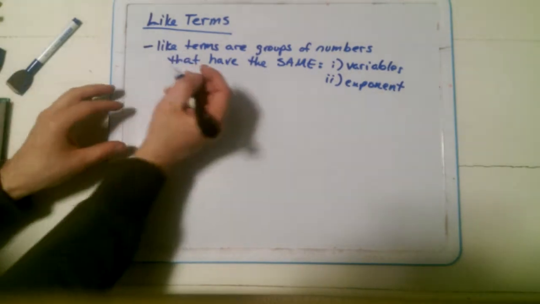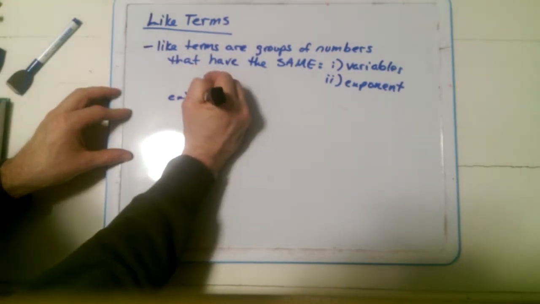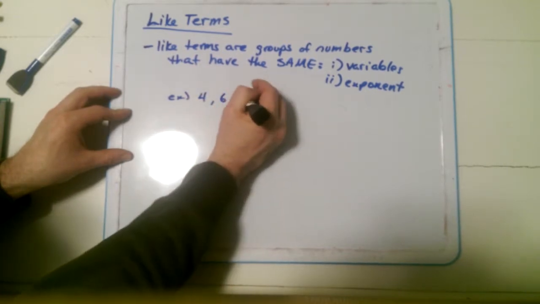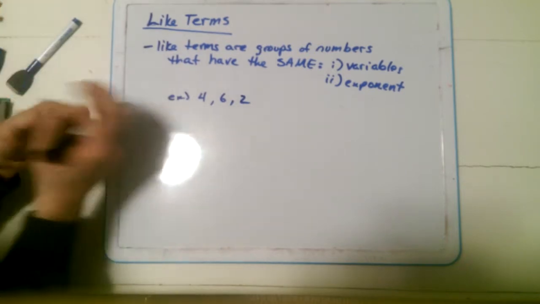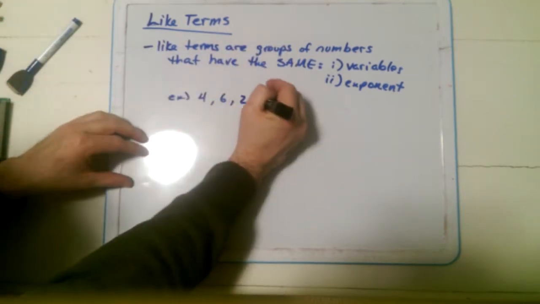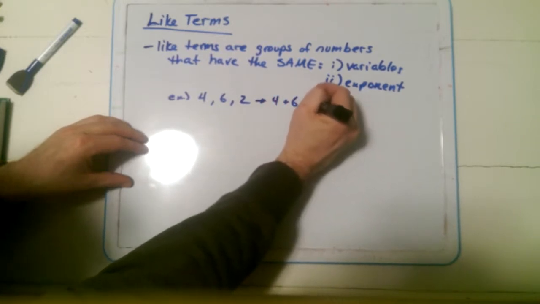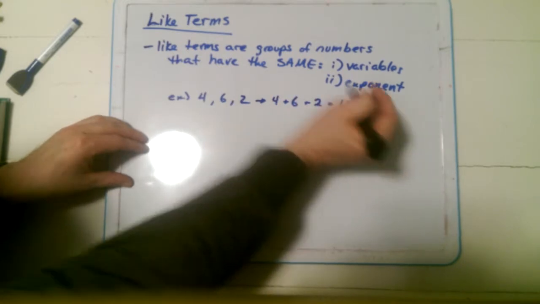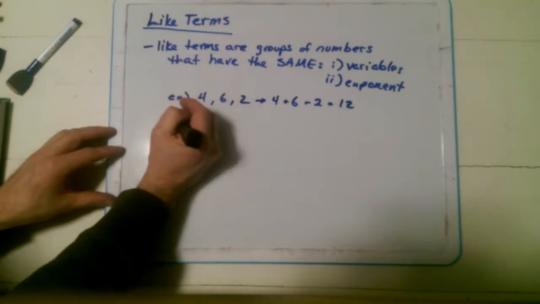For example, if I have something like this, let's say I have 4 and I have 6 and I have 2. Well, those are all numbers. So we know that numbers are common, and if we wanted to group those numbers together, we would just say, well, okay, if I have 4, I can combine that to 6 and I can add that to 2, and that's going to give me 12 altogether. And so I can combine those terms.